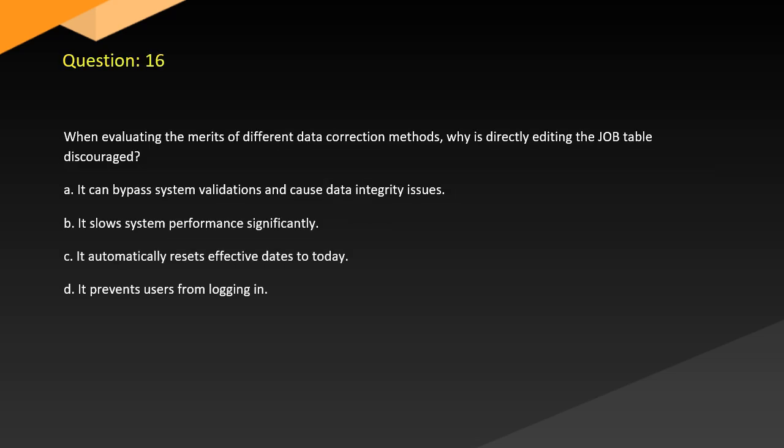Question 16. When evaluating the merits of different data correction methods, why is directly editing the job table discouraged? A. It can bypass system validations and cause data integrity issues. B. It slows system performance significantly. C. It automatically resets effective dates to today. D. It prevents users from logging in.